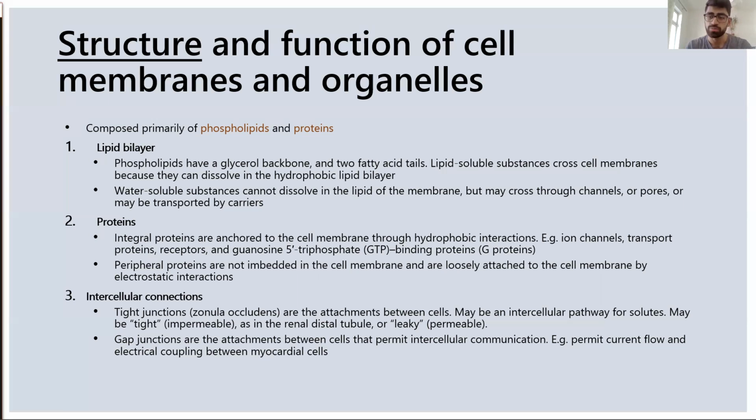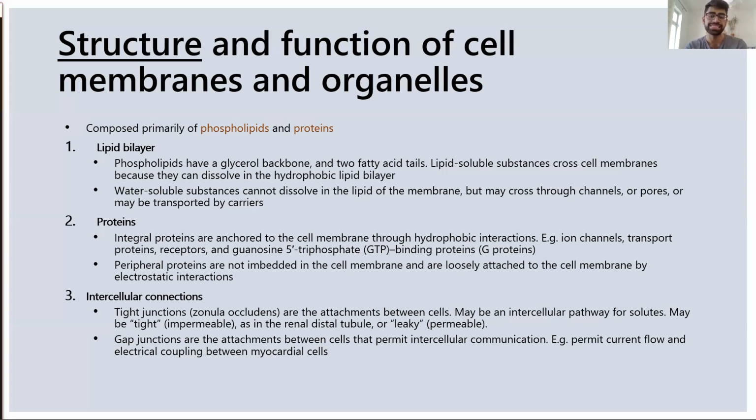So for the protein component, we have integral proteins and peripheral proteins, one way of dividing them. Integral proteins are anchored to and embedded within the membrane through hydrophobic interactions, and they may span the length of the cell membrane. Typical examples of integral proteins would be ion channels, transport proteins, receptors, and guanosine triphosphate binding proteins, or GTP binding proteins, simply known as G proteins. In contrast, peripheral proteins are not embedded in the membrane; they are just loosely or covalently bound to the membrane components, and they're bound by electrostatic interactions.